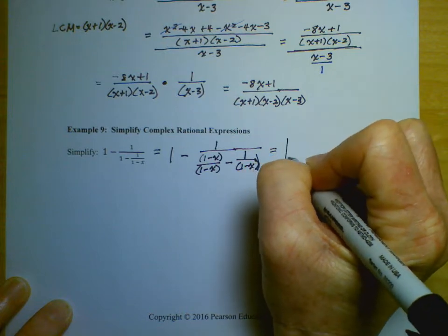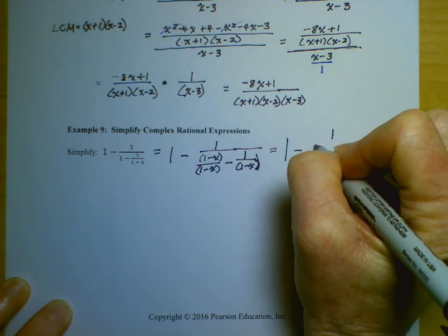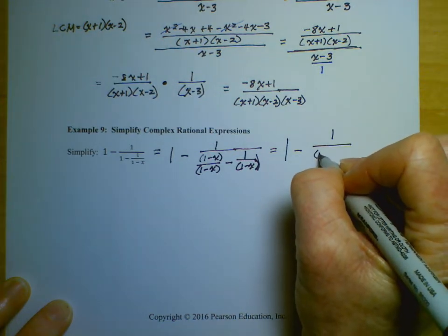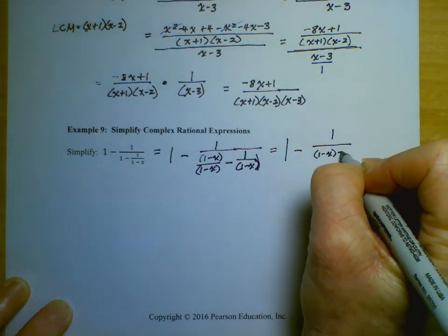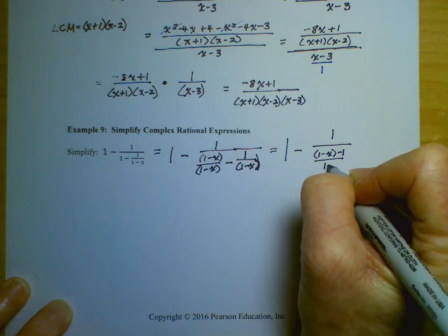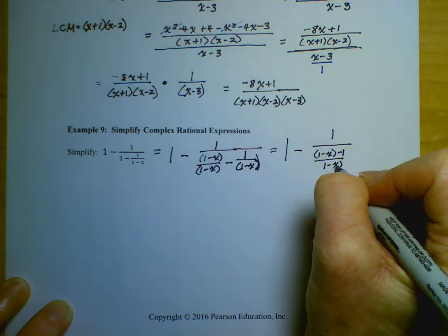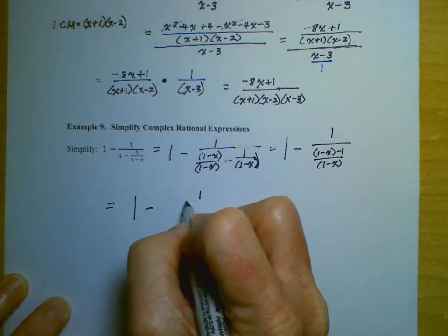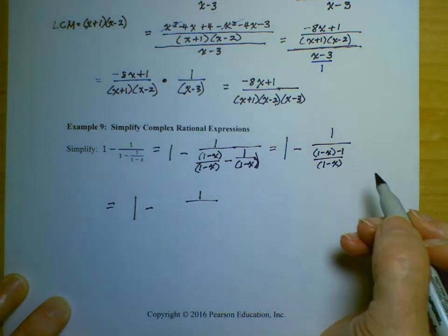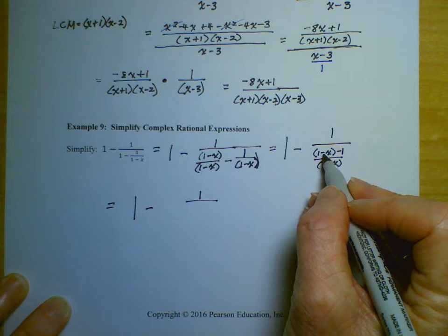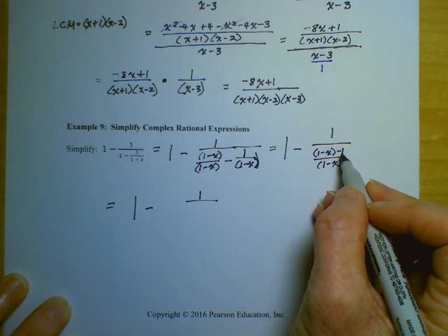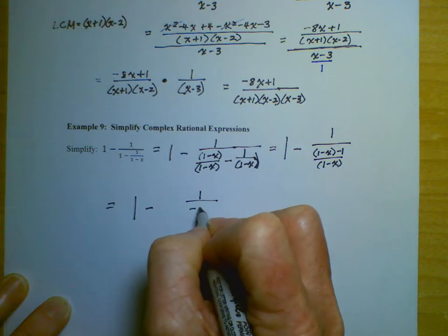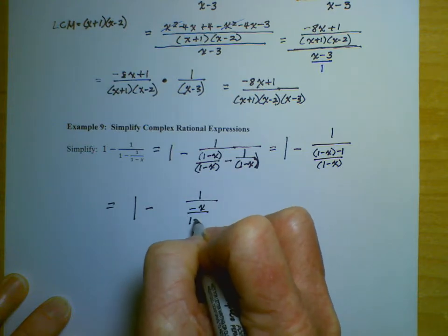So this 1 is still waiting. The 1 on the top is still waiting. What do I have in the bottom? I have a common denominator. I have 1 minus x minus 1 all over 1 minus x. So that's 1 minus 1 over, and now let's simplify that numerator. What's 1 minus 1, right? That goes away. So what do we just have, negative x over 1 minus x.